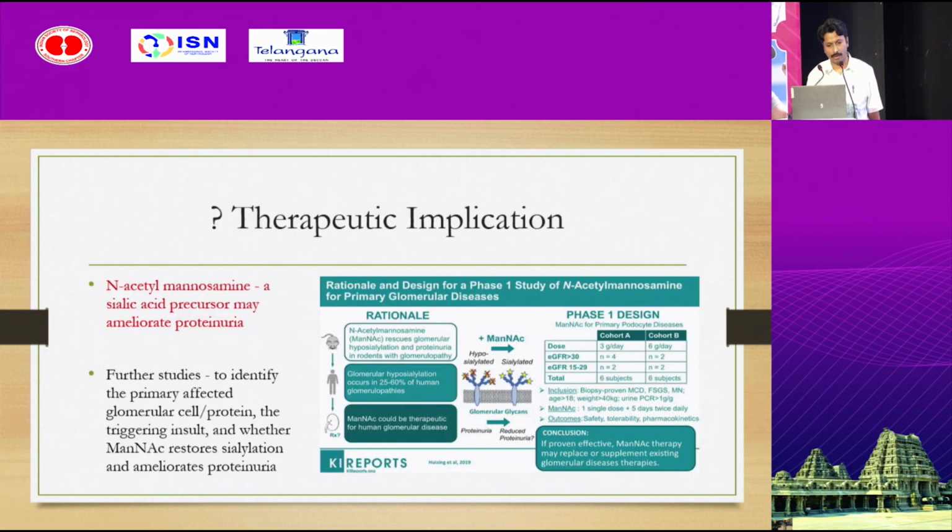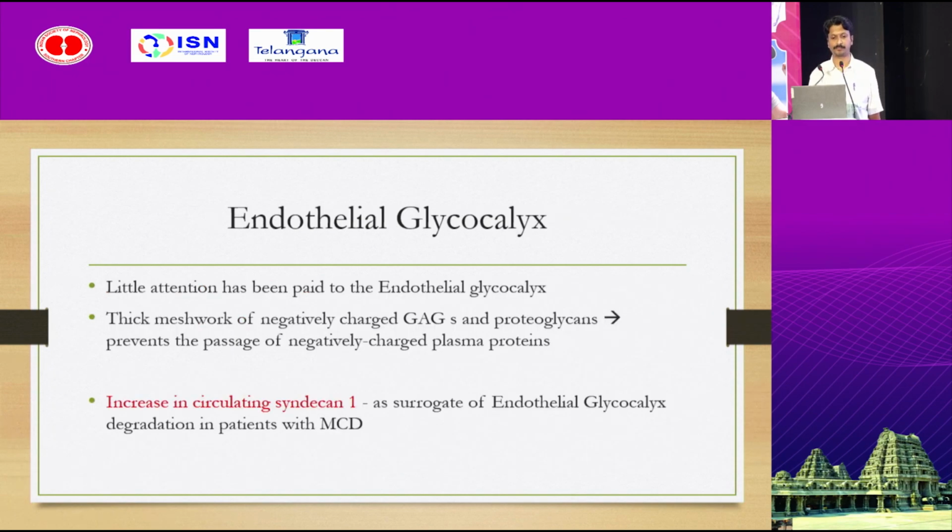This glomerular hyposialylation also has a therapeutic implication, where whether there is a role for therapy other than steroids in such patients is to be studied. That is N-acetylmannosamine, which is a sialic acid precursor, may have a role in ameliorating proteinuria in patients who have documented glomerular hyposialylation. The third component is the endothelial glycocalyx, which also has a thick network of glycosaminoglycans and proteoglycans which prevent the passage of negatively charged albumin. The role of this has been studied and demonstrated by an increase in circulating syndecan-1 in many patients with MCD.